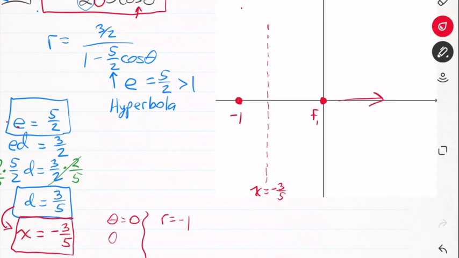All right, theta equal to pi over 2. Cosine of pi over 2 is 0, so we're going to get 3/2. I'm not sure if that helps us any, but 3/2 would be something like up here.